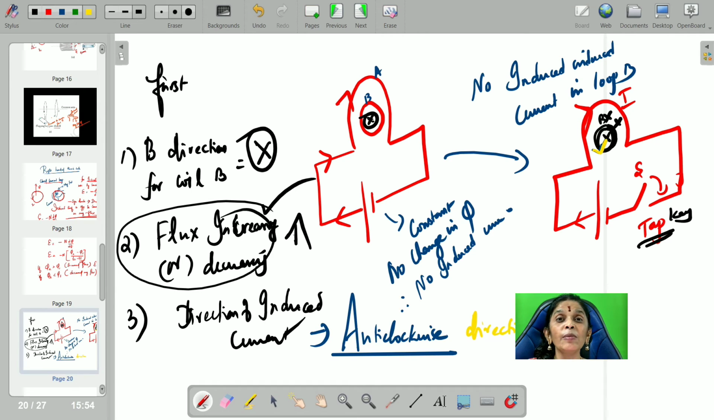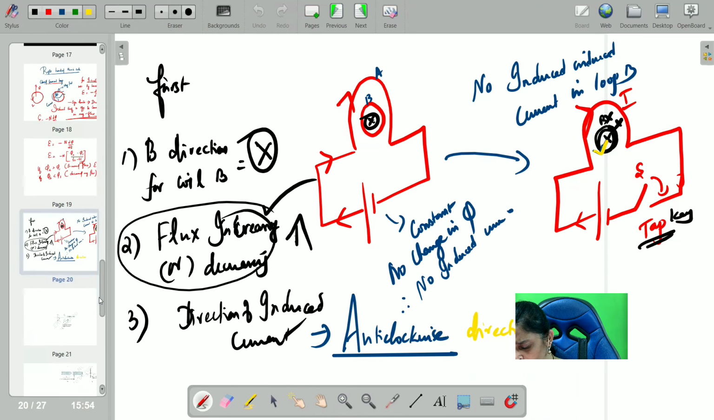This is called Fleming's right hand thumb rule. You can use the screw rule or thumb rule like that. The traditional way is Fleming's right hand rule, which we are not using. You can use this screw rule or right hand thumb rule. For any conductor, it is always like that.